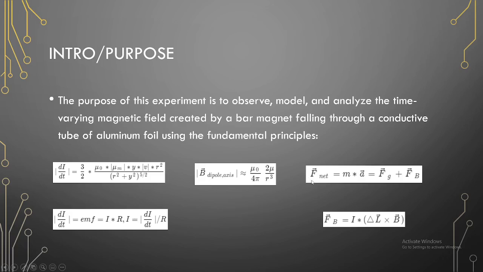And here we have Newton's second law, which gives the net force equal to mass times acceleration, where the forces added up to the net will be the force of gravity due to the Earth, and the magnetic force on the magnet due to an induced current. And we get the magnetic force is given by the current I multiplied times the cross product of delta L and the magnetic field.